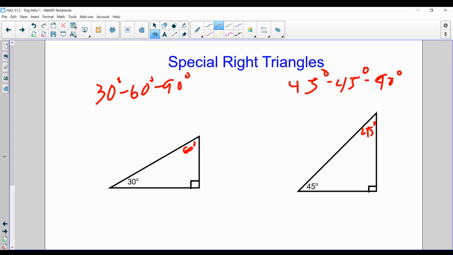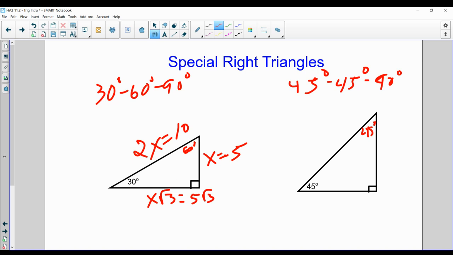In a 30, 60, 90 triangle, the ratios of the sides work out as x, x square root of 3, and 2x. So the side across from the 30, if you double it, will give you the side across from the 90, or opposite would be the proper word. And the side opposite of the 60 would be that number times the square root of 3. So for instance, if this side was 5, then this side would be 10, and this side would be 5 root 3.